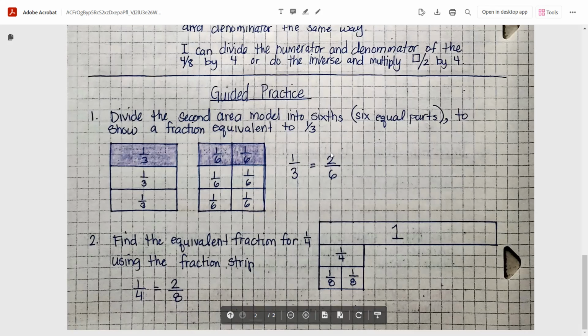For number 2, it says find the equivalent fraction for 1/4 using the fraction strip. So over here, they showed us what 1 whole looks like. They drew out the 1/4, and underneath we have 2 of the 1/8 size pieces. Now, since these two take up the same amount of space as the 1/4, that means they are also equivalent.